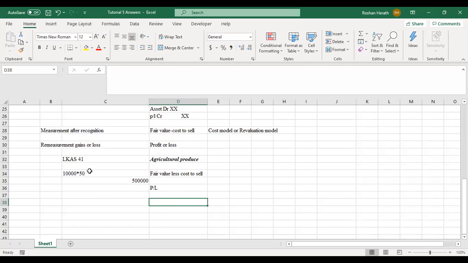Let's say that having harvested this milk, you are going to process them. Then you can add that cost of processing and treat it as the cost, right? Because the standard says that when it comes to inventory, you need to measure it at the lower of cost and net realizable value. When applying the inventory standard, the agricultural produce that you have recognized at fair value less cost to sell is going to be the deemed cost.